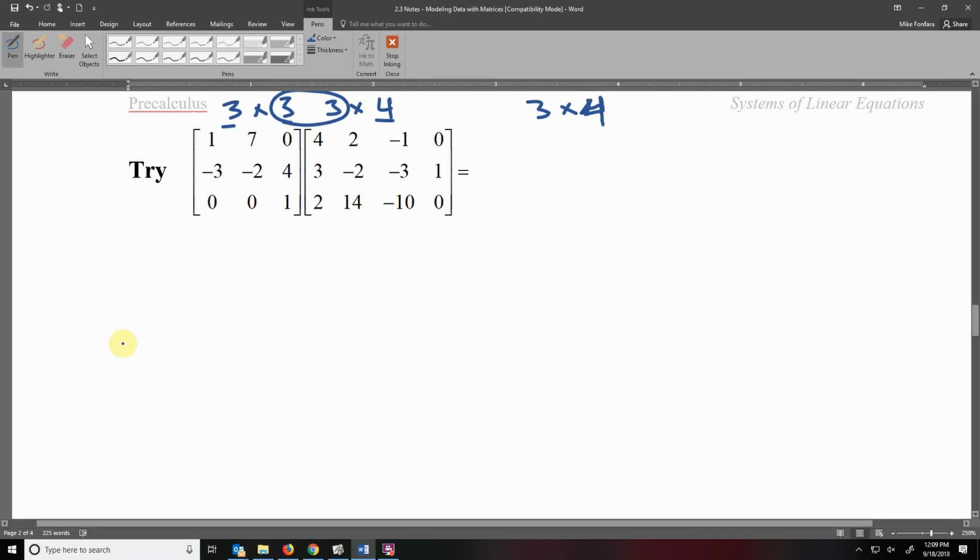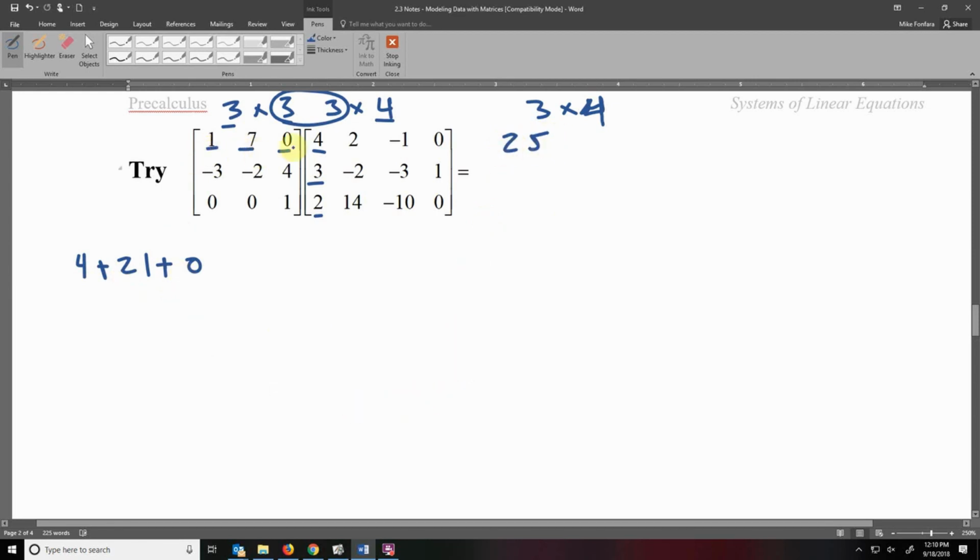Okay, so first row by first column, 1 times 4 is 4. Over and down, 7 times 3 is 21. Over and down, 0 times 2 is 0. 4 plus 21 plus 0 is 25.